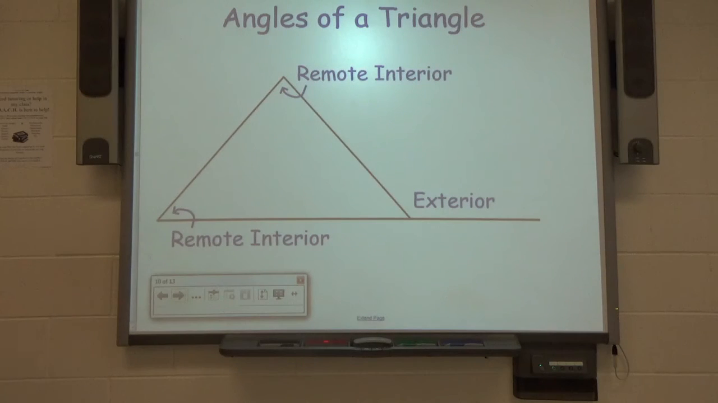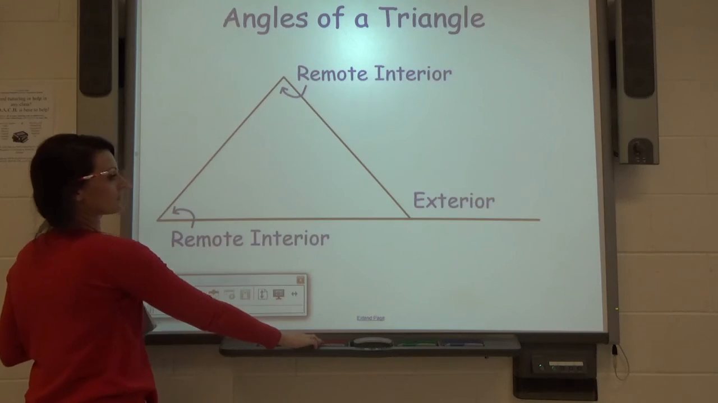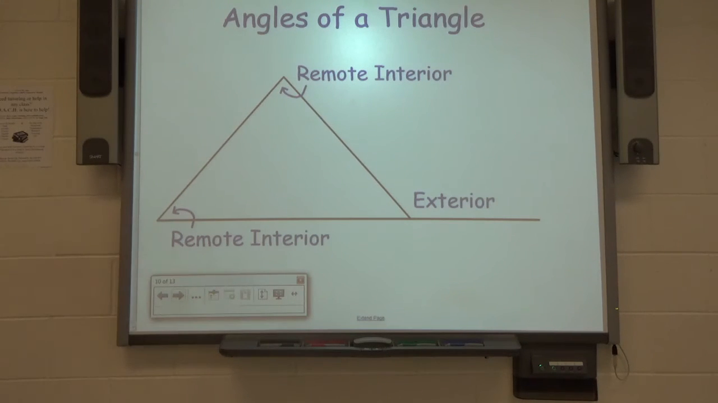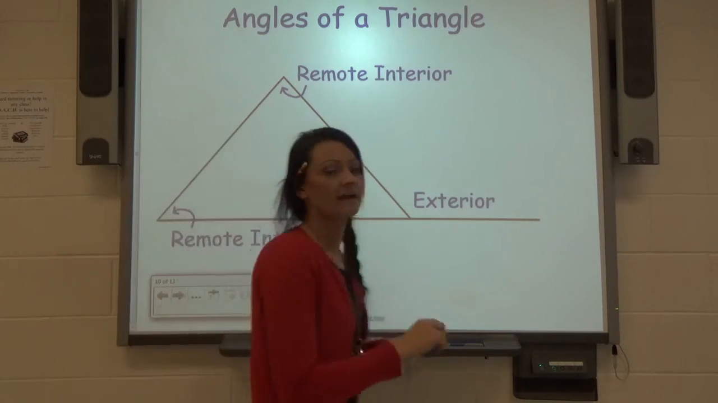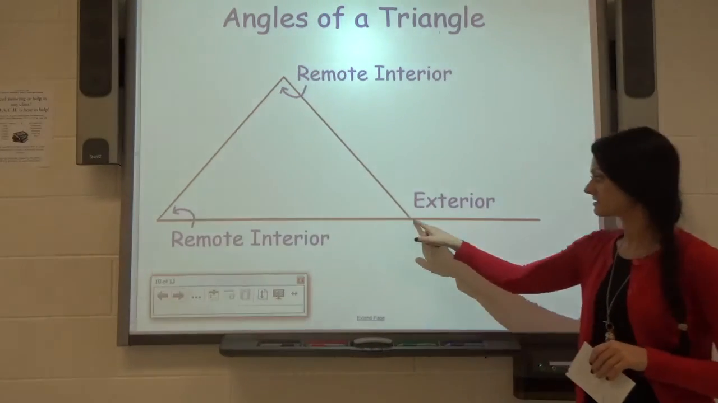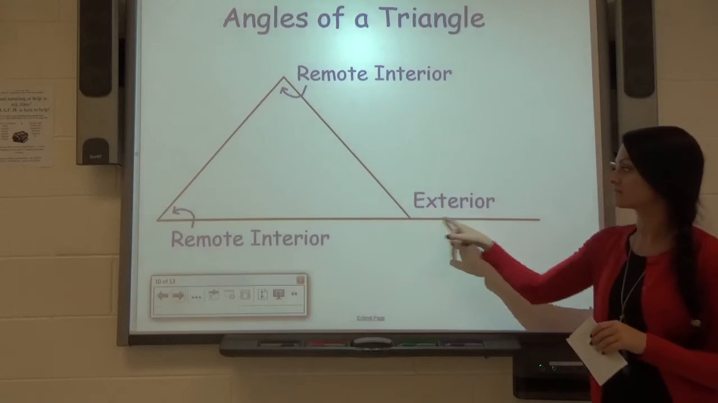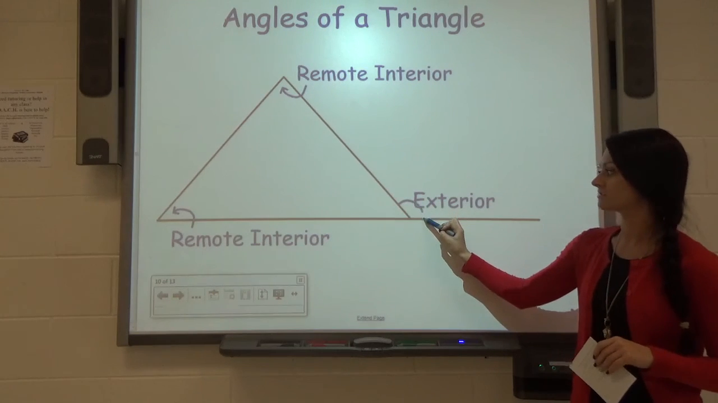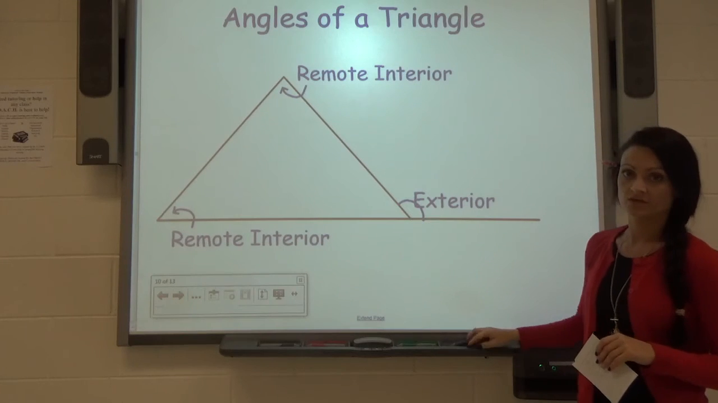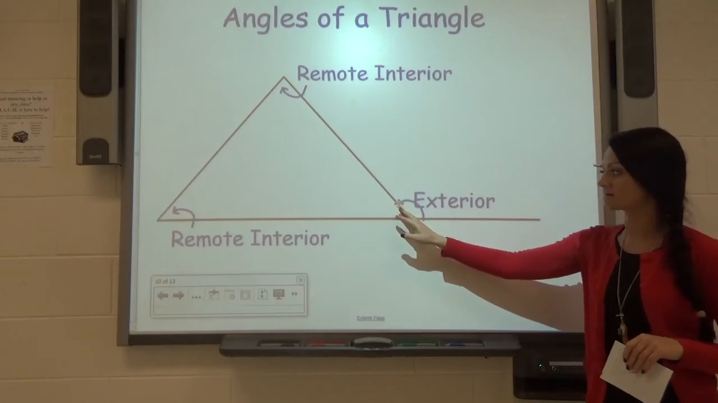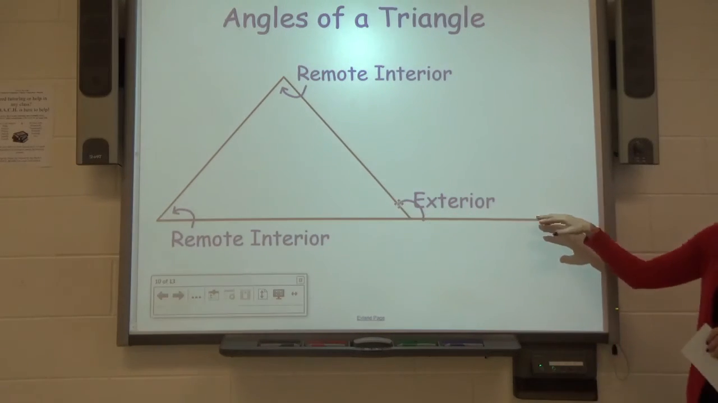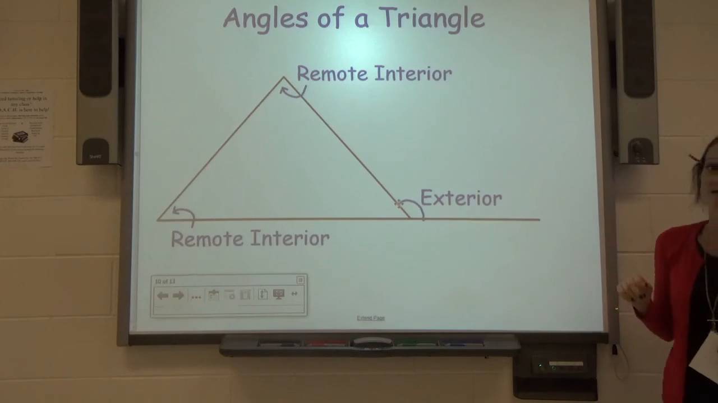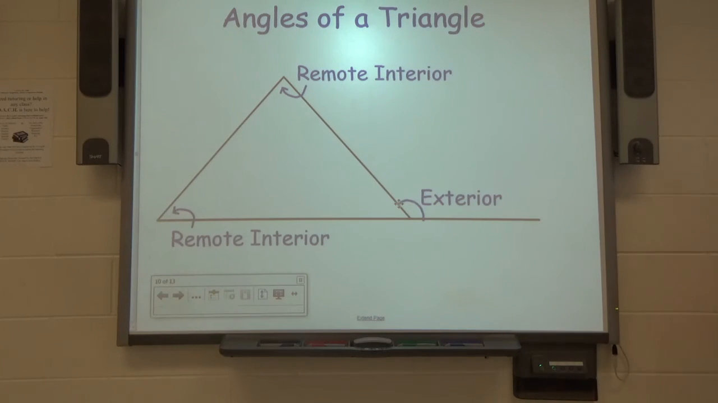So these are some more angles and vocabulary that will come up. Now in this case, you notice that I have extended the side of the triangle along the base so that I'm looking at the exterior angle, which is this piece here. So it's created by the side of the triangle and this extended base, and that is where the exterior angle lives.